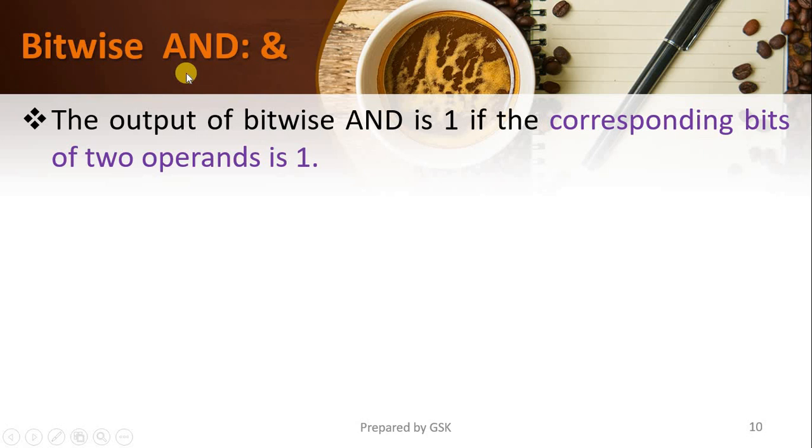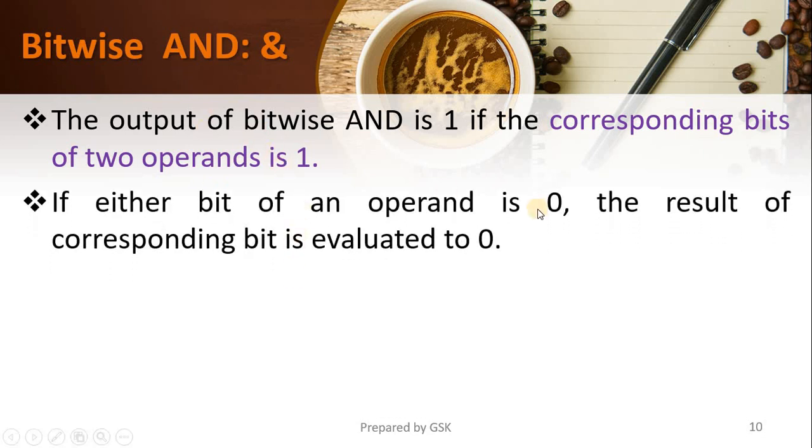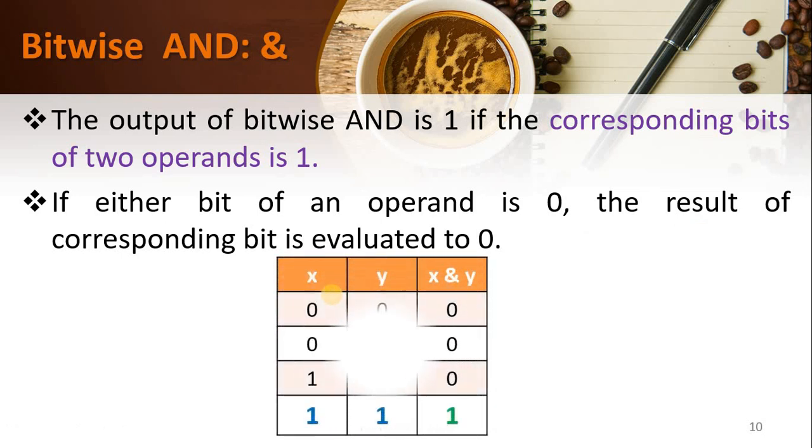Coming to the bitwise AND, the principle of the bitwise AND operator is that the output is 1 if the corresponding bits of the two operands are 1. If two input values are 1, the output will be 1. If either bit of an operand is 0, the result of the corresponding bit is evaluated to 0. See this table, you will get the idea clearly. This is one operand, this is the other operand, so X bitwise AND Y. When two input values are 1, the output of bitwise AND becomes 1.